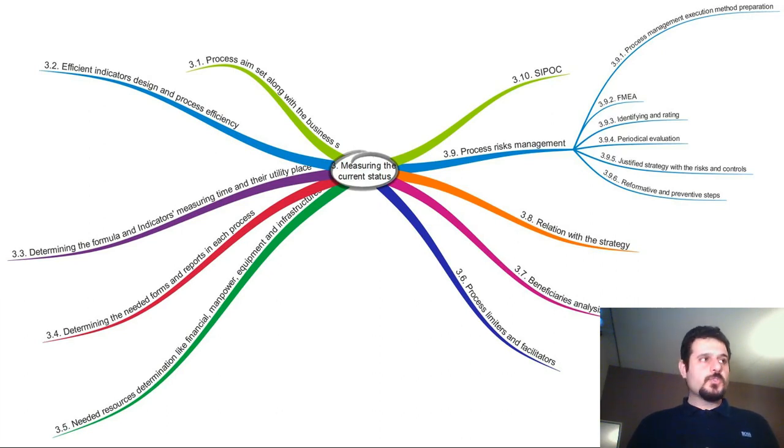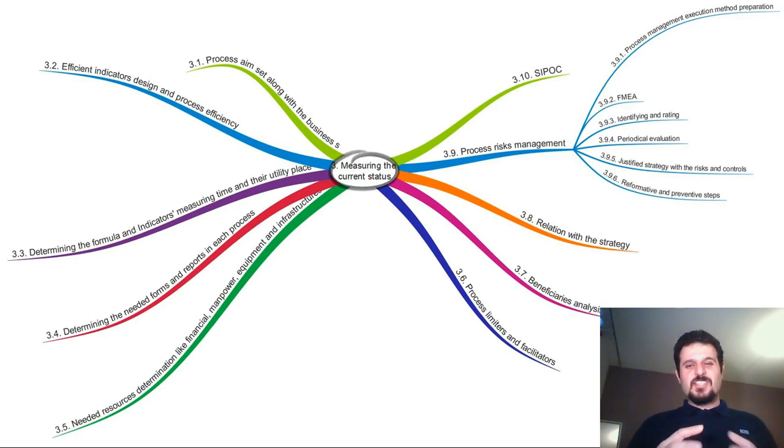Also, probably you can do the stakeholder analysis and determine the relation between the strategy and analysis and the risk of each process. You can use FMEA or other methodology. Also, you should write a SIPOC. SIPOC, as we know, is supplier, input, process, output, customer.